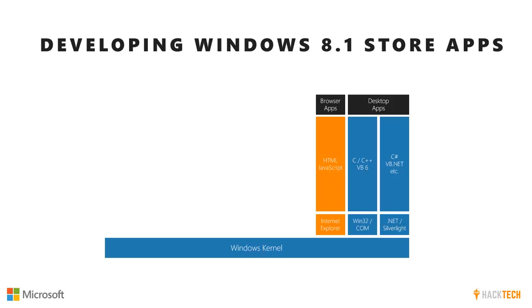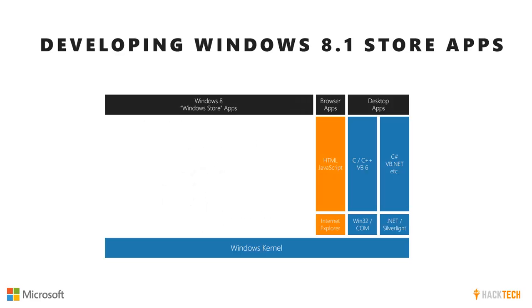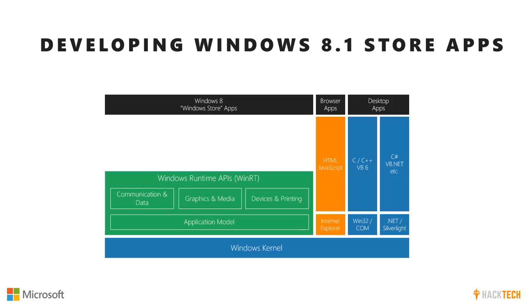But with Windows 8, Microsoft had this goal of being able to support ARM processors, right? So those lower power processors that run in consumer tablets, as well as the hardware that are in those tablets, like GPSs, accelerometers, touchscreens, etc. And we also wanted to be able to create a marketplace that developers could sell their apps through and that consumers could safely and reliably install those apps from around the world. And so to support that, Microsoft created a new class of applications called Windows Store apps, because we sell them through the store, and a new runtime to support those multiple hardware platforms, right? That runtime supports your application lifecycle, working with the devices like the touchscreens and accelerometers, drawing on the screen, communicating with each other and the system, a whole bunch of other stuff.